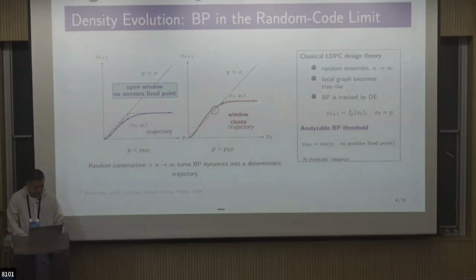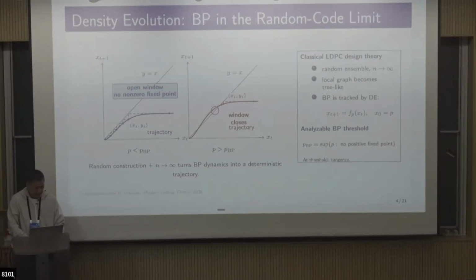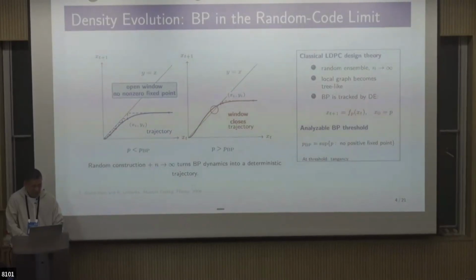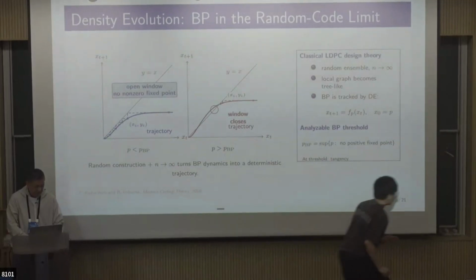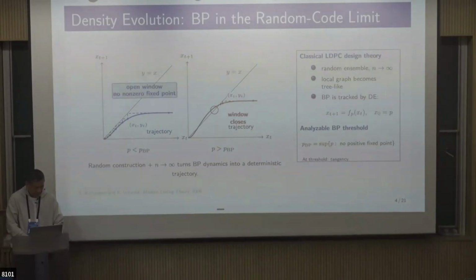This slide gives the geometric picture of density evolution. In the infinite length random ensemble, consider the neighborhood explored by a fixed number of BP iterations. As the code length grows, the neighborhood contains no cycles with high probability. So the BP messages behave as if they were passed on a tree.